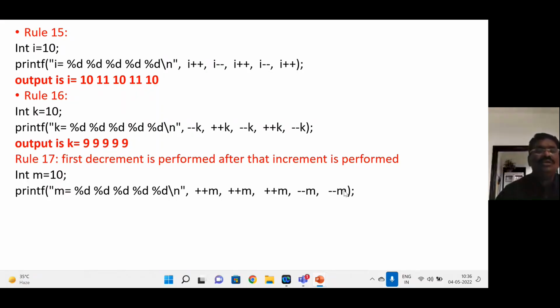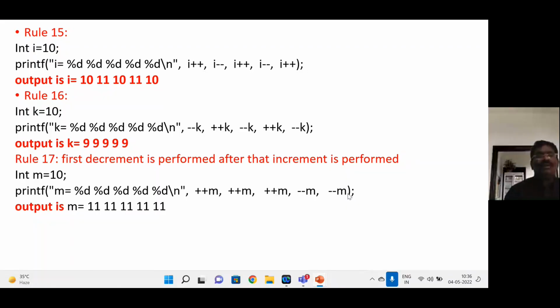So then you can get the 11. So all are printing 11, 11, 11, 11, 11 like this. Right? So this is the 17th rule. In the 17th rule, if all are pre-incremented and pre-decremented, it will first verify the last value. The last value is a minus minus. So then after that the increment is performed next. That is the reason we got the values 11, 11, 11, 11, 11 like this.